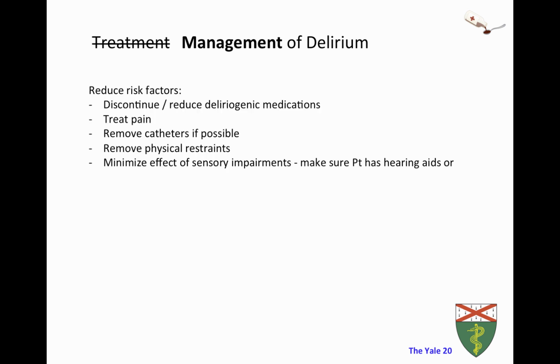To reduce some of the risk factors, you can discontinue or reduce the dose of deliriogenic medications. There's a long list of these, so you need to review the patient's full medication list. Treat pain, remove catheters if possible, remove physical restraints if possible, and minimize the effect of sensory impairments. Make sure the patient has their hearing aids or glasses. Also, sometimes you need to just maintain safety by placing a sitter at the bedside and trying to prevent falls.